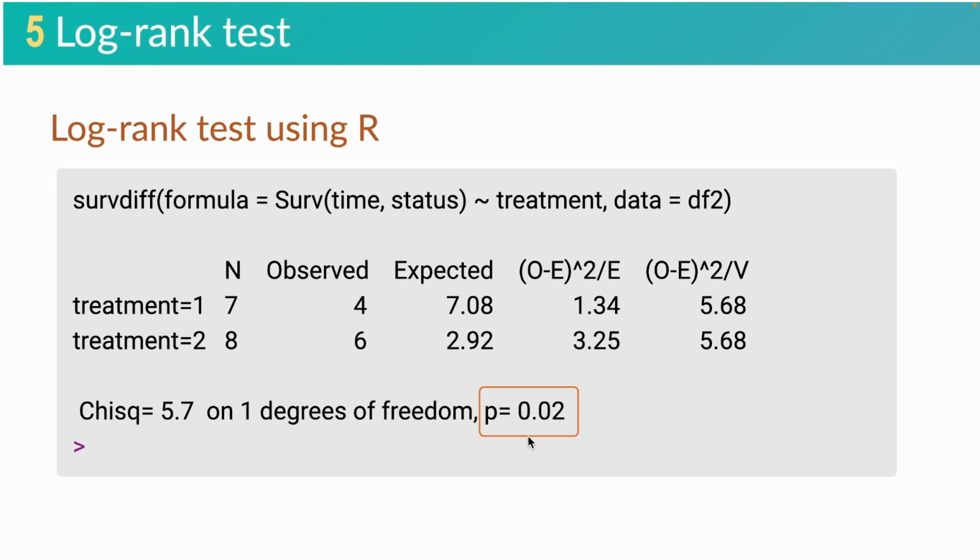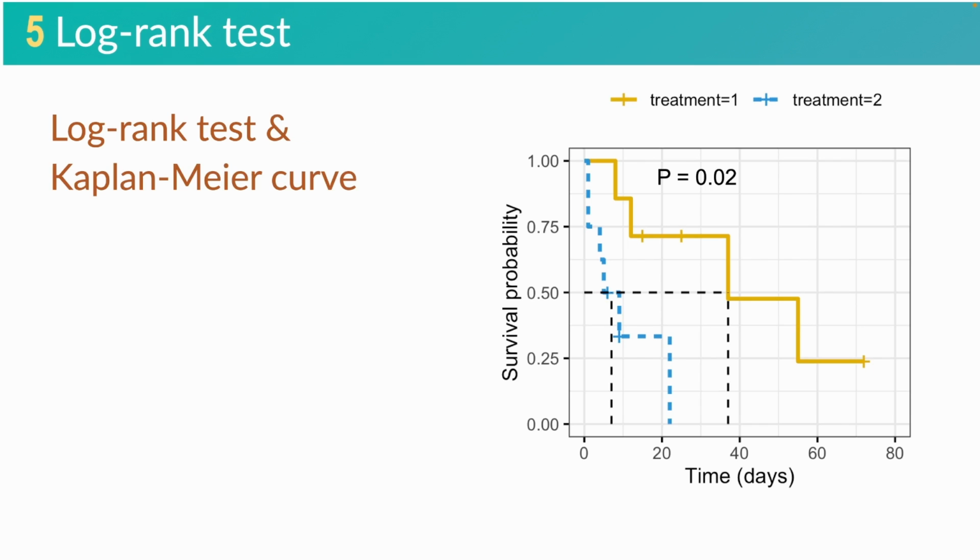The result obtained from R is similar to manual calculation and also similar to result from analysis using SAS. The p-value here is 0.02. It is rounded of 0.017.